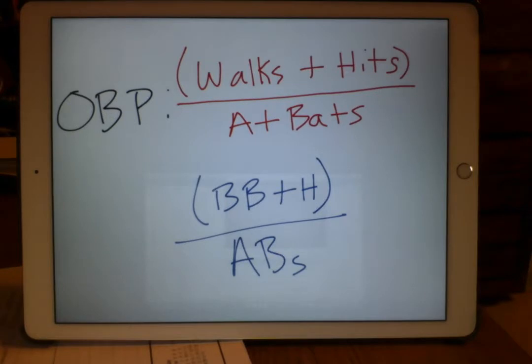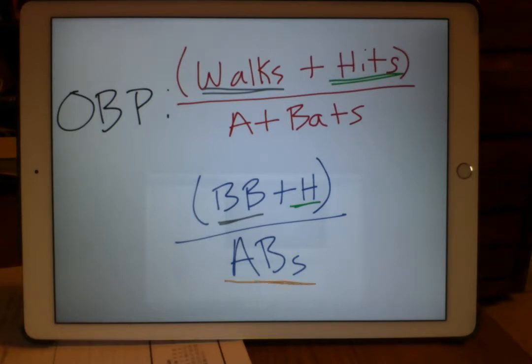Alright, so first we're going to focus on OBP. As you can see, we got walks plus hits. Make sure we have the parentheses there, so we have to add those first. And then on top of that, we divide all that by at-bats. Down below in the blue, we have the shorthand form of it. BB is walks. H is hits.